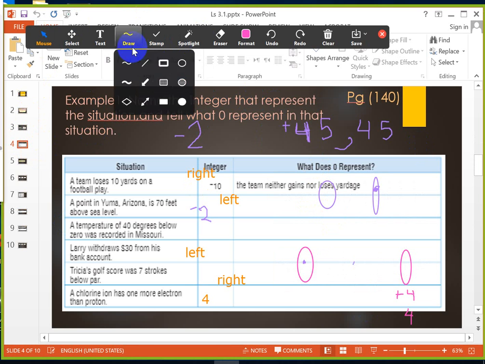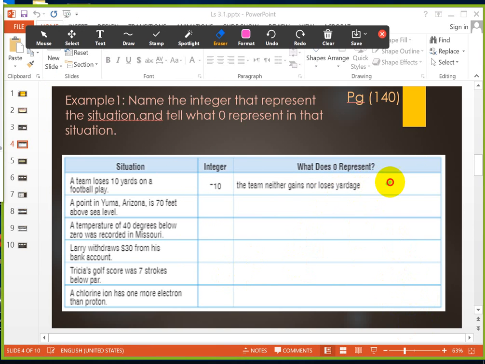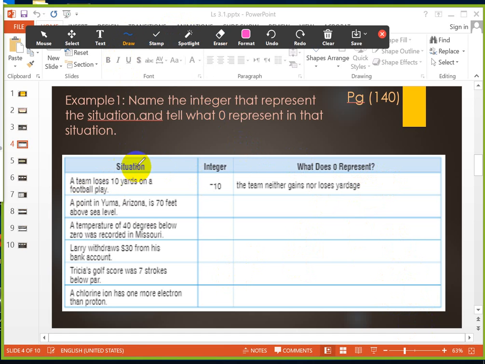Look at this table. This is a table. I have here positive and negative quantities. These quantities are about temperature and about points in a game. So let's see each quantity: what is the integer that represents this quantity or this situation, and what does 0 represent also in this situation?